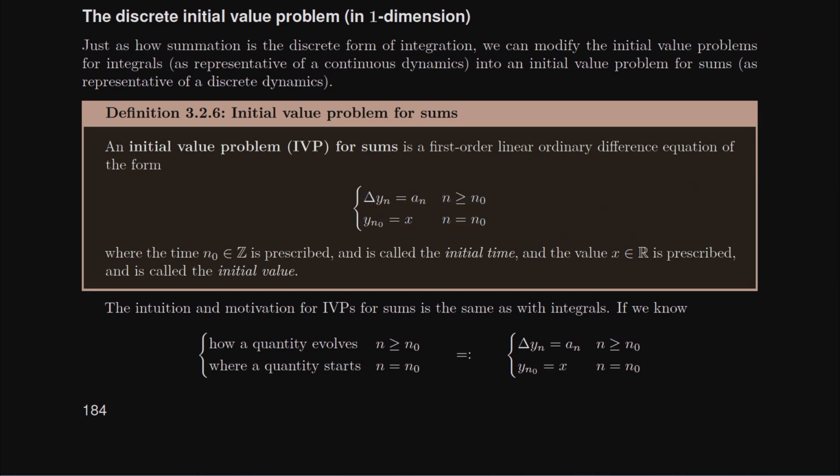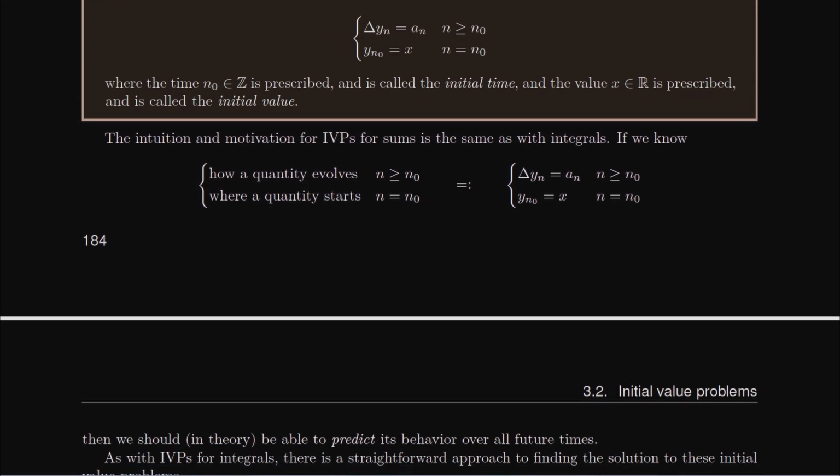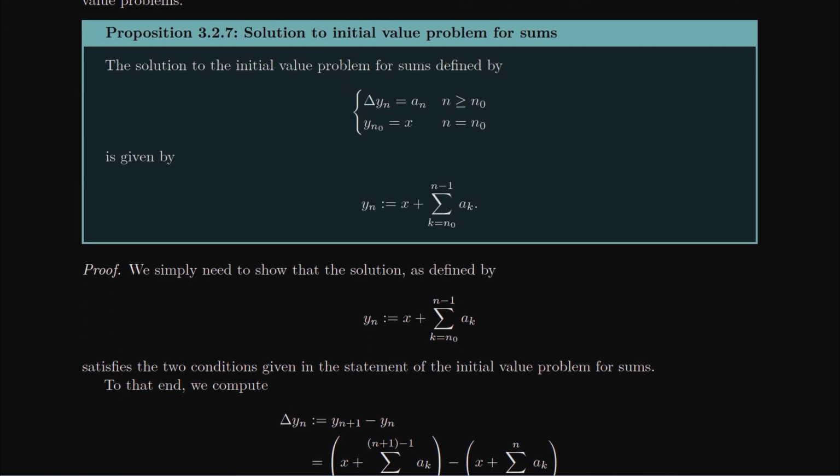And I'm going to call these initial value problems, or IVPs, for sums, because the discrete analog to the integral is the sum. And it describes everything the same as before. This first equation describes how a quantity evolves, but it evolves in discrete time, and I care about where the quantity started. The solution is going to look the exact same too, except instead of an integral, guess what we have? We have the discrete integral, also known as the sum.